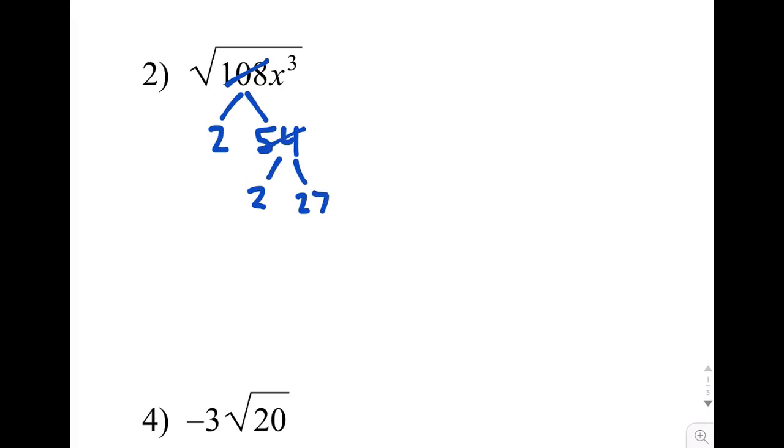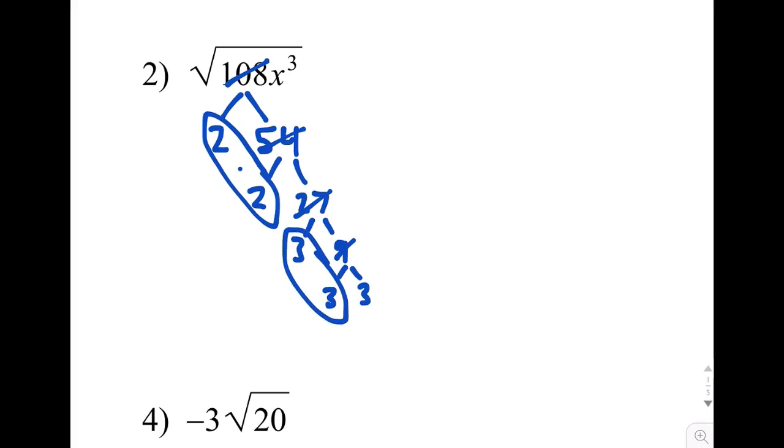Take that number, and I know 27 is divisible by 3. I know it's 9 times 3. Cross that out, and then 9 is 3 times 3. So when I look at this, again, we talked about looking for pairs, because a pair of something is something times itself, something squared. So here I have a 2 and a 2, making a 2 squared. I have a 3 and a 3, making a 3 squared, and then I have this extra 3 right here.